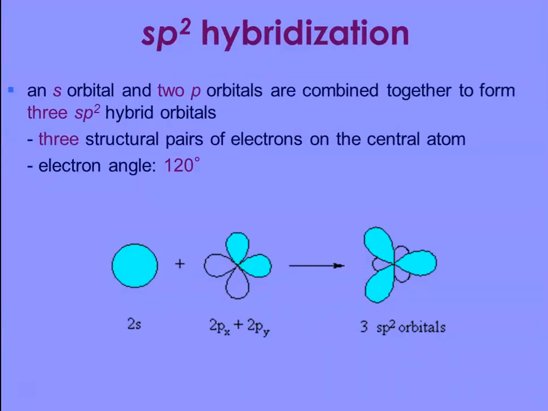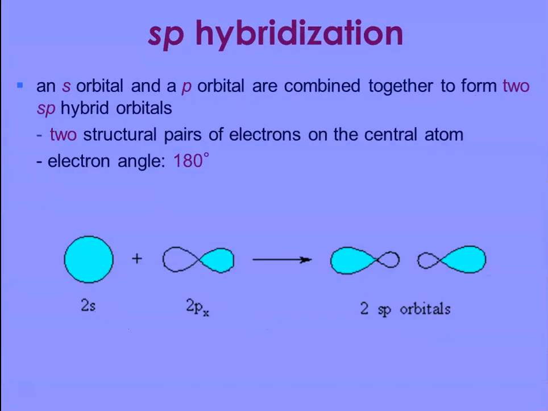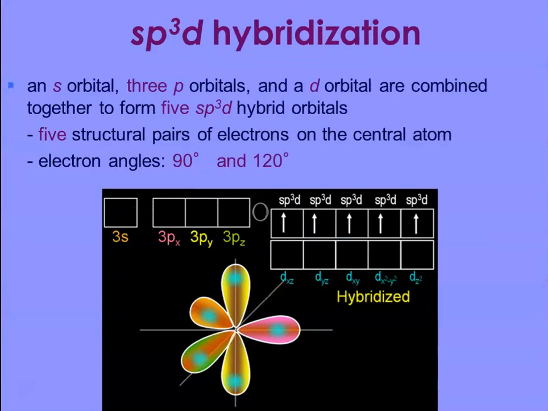With sp2 hybridization, we're looking at a molecule that has 3 areas of electrons around its central atom. So it would need 3 orbitals, 1 s and 2 p, and they're able to form that triangle shape, the one that's 120 degrees apart. With sp hybridization, you would have 2 areas of electrons around the central atom, and so you would blend 1 s and 1 p orbital together, and you're able to get the electron pairs 180 degrees apart from one another.